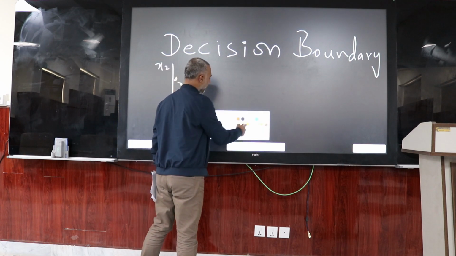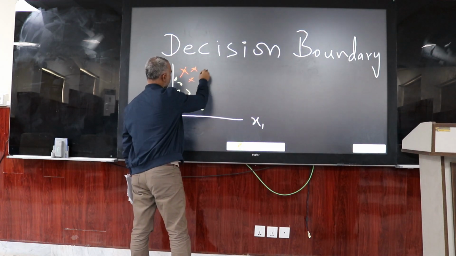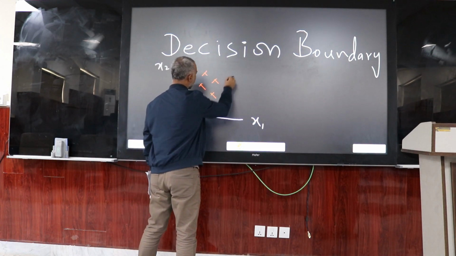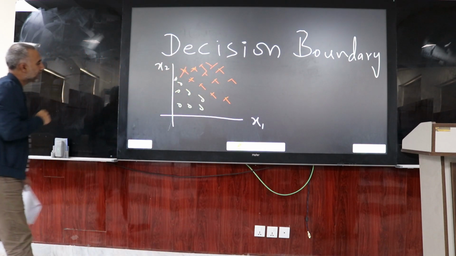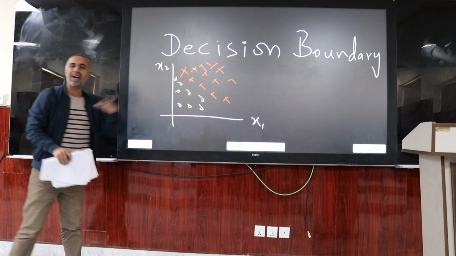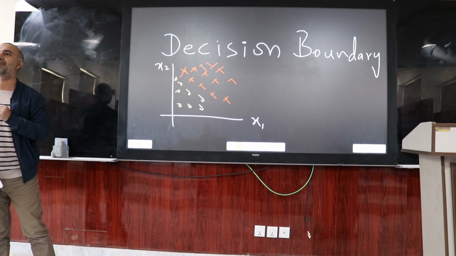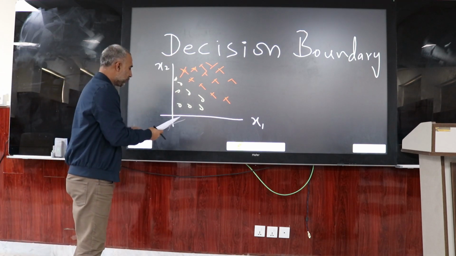For example, suppose these are the malignant ones, the red crosses, and these are the benign. I want to separate them with the help of some kind of decision boundary. The question is how we can do it.